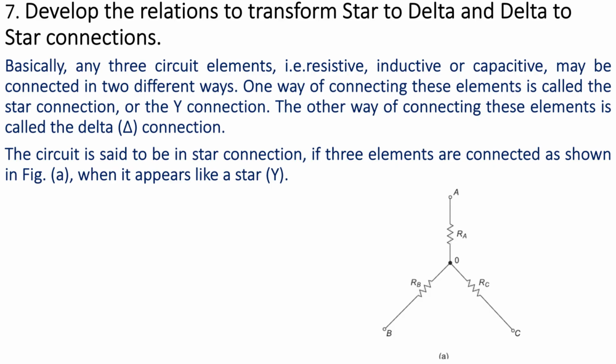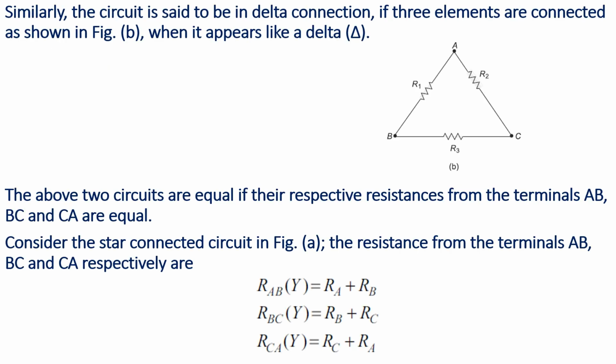The circuit is said to be star connection if the three elements are connected as shown in figure A, when it appears like a star or inverted Y. Similarly, the circuit is said to be in delta connection if the three elements are connected as shown in figure B, when it appears like a delta. The above two circuits are equal if their respective resistance from the terminals AB, BC and CA are equal.